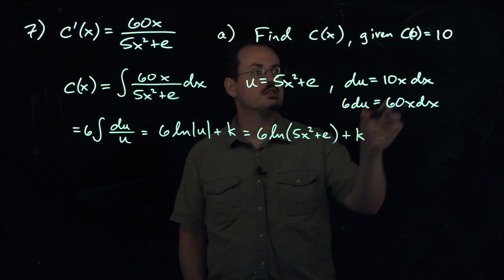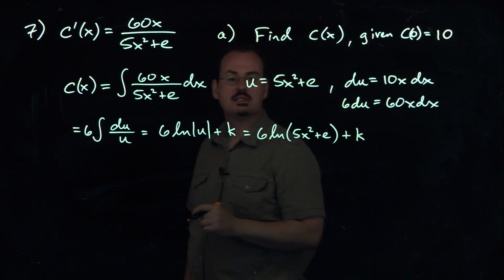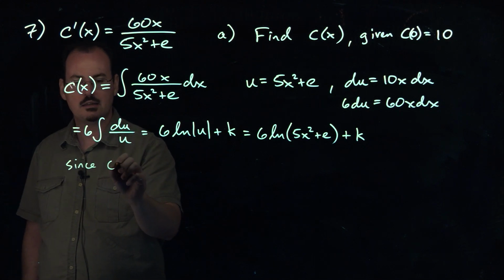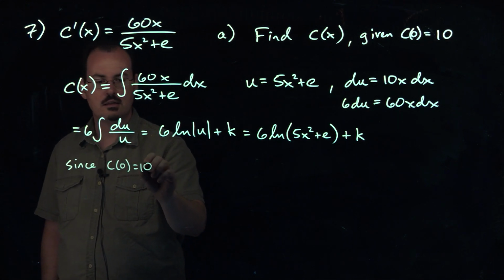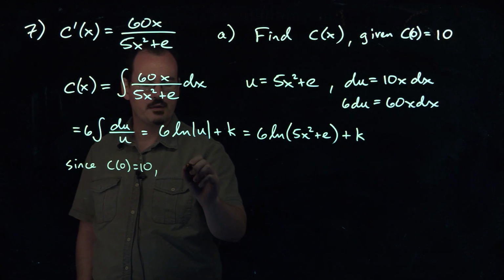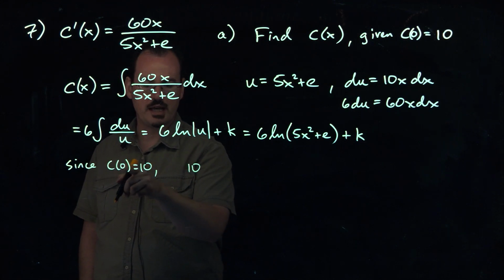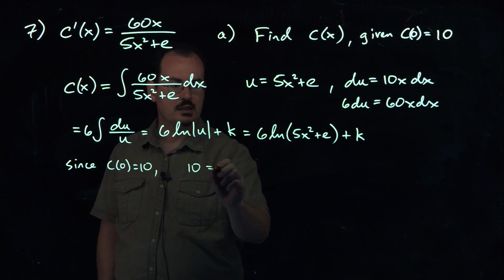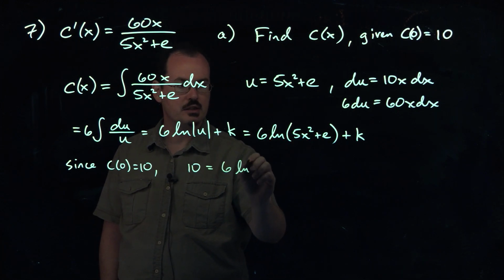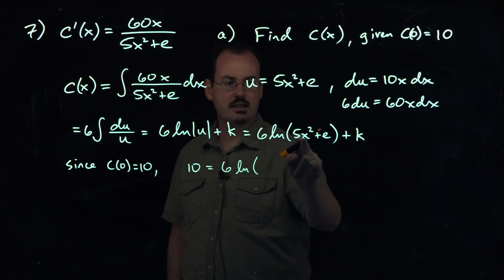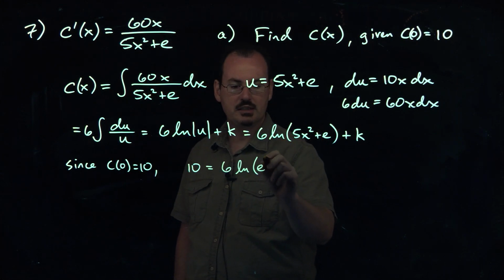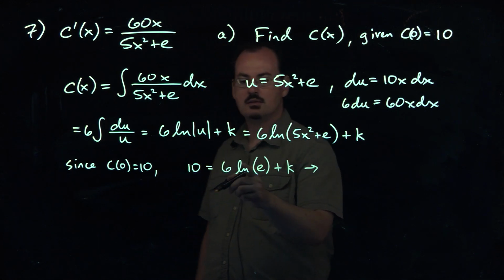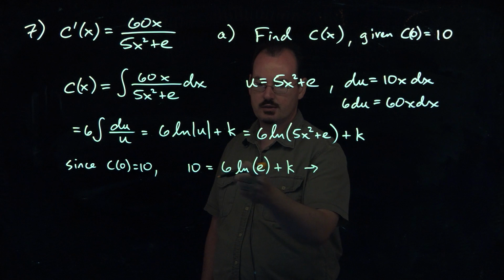Now this is where we're going to use this fact up here, the fact that c of 0 is equal to 10. That means, so since c of 0 is equal to 10, we can write that 10, in other words, this is the output when x is 0. So in other words, if I plug in 0 here for x, my output will be 10. So I can set up this equation here. Now if I plug 0 into that, that's just going to go away. So all I'm going to be left with is e there plus k. Meaning ln e, that's just 1. So this whole thing just becomes 1.